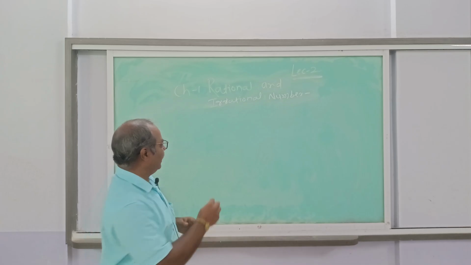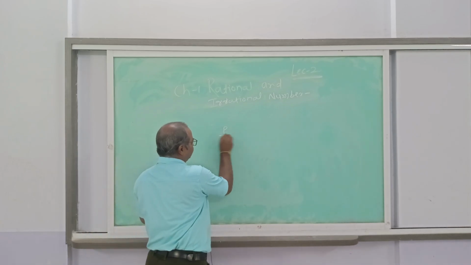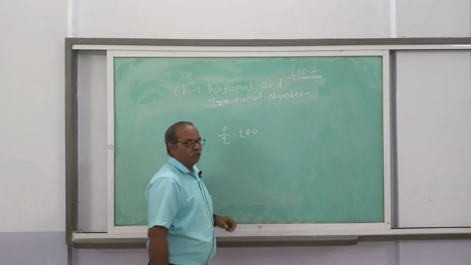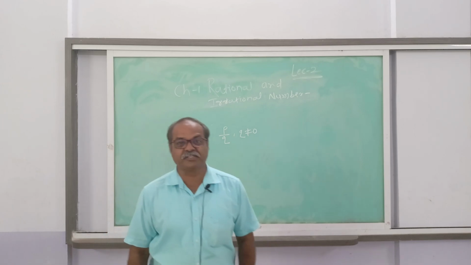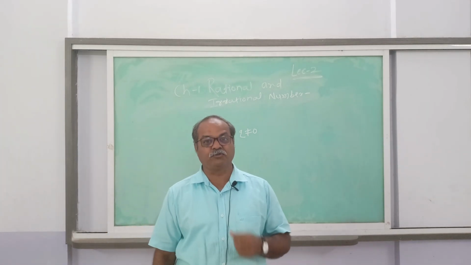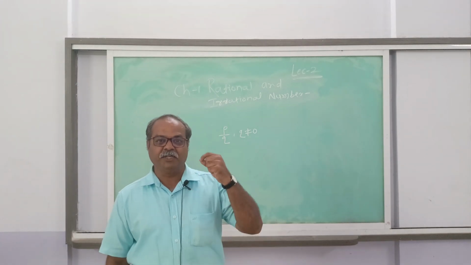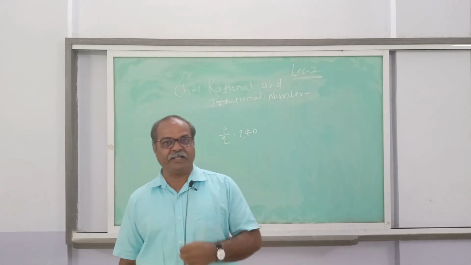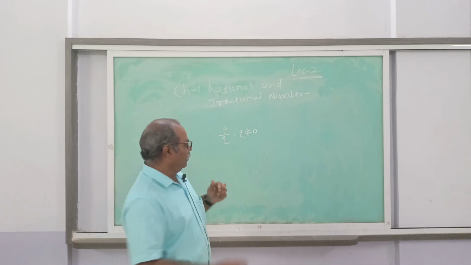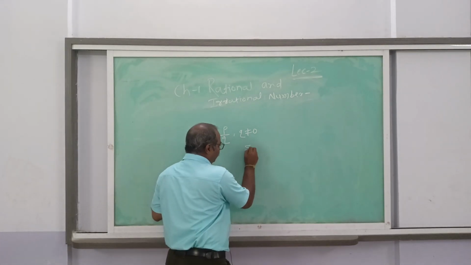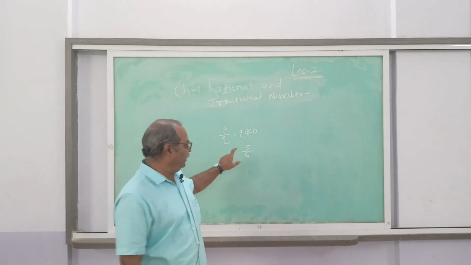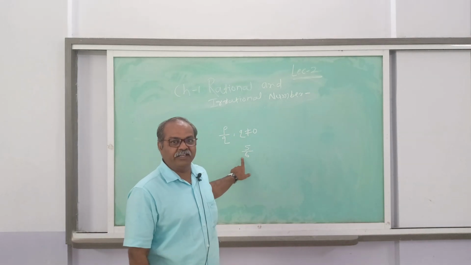So we know that a rational number is expressed in the form of p by q, where q is not equal to 0. In the last lecture we discussed why q is not equal to 0: division by 0 is not possible, or it does not exist. For example, 5 by 6 is a rational number where p is 5 and q is 6.